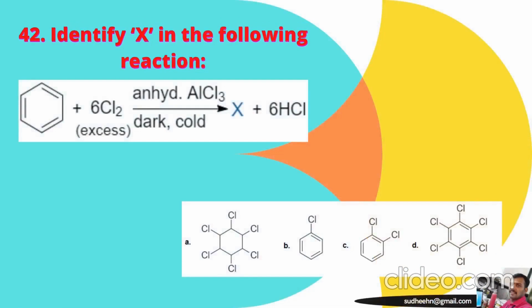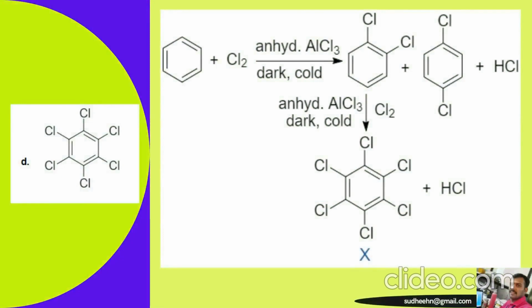Here, when benzene is made to react with excess chlorine in the presence of anhydrous aluminum trichloride, AlCl3, in a dark environment while maintaining cold conditions, and then made to react with 6 molecules of hydrochloric acid, he asks us to find the intermediate product X. The answer is option D, as shown in the sketch. So the reaction follows as shown in the sketch, giving the element X.